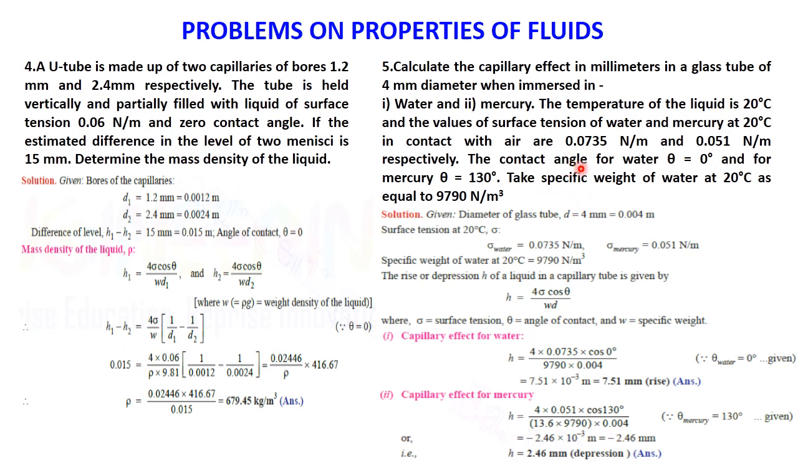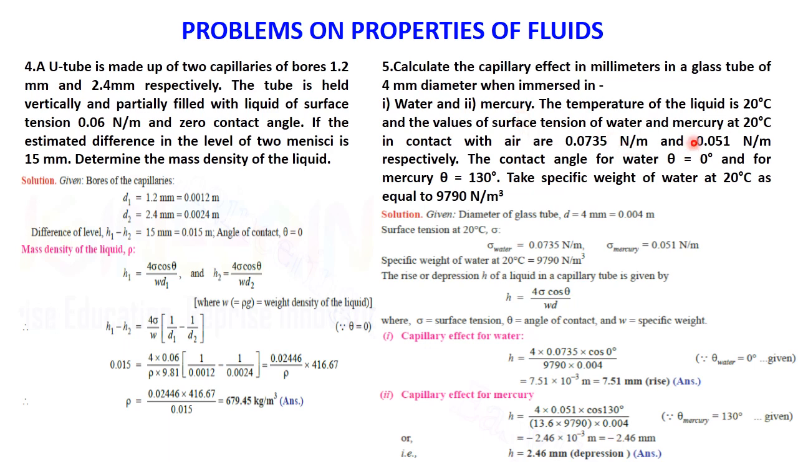The contact angle for water, theta, is equal to 0 degree, and for mercury, theta is equal to 130 degree. Take specific weight of water at 20 degrees Celsius as equal to 9790 Newton per meter cube. Again, this problem is given in two parts. The diameter of the glass tube is 4 mm and initially it is immersed in water, then afterwards it is immersed in mercury.